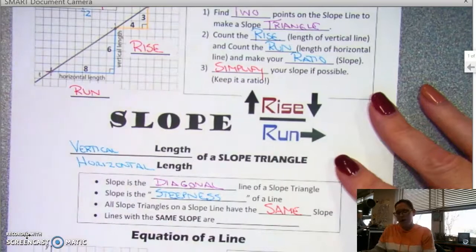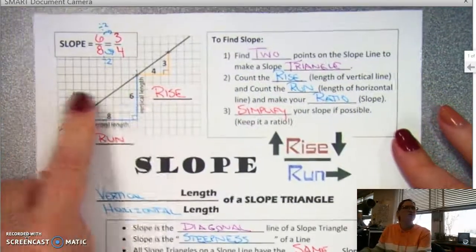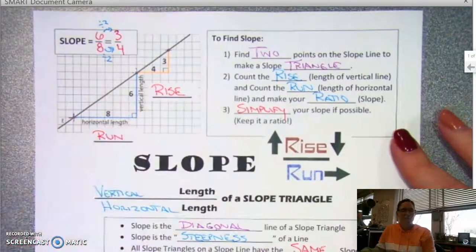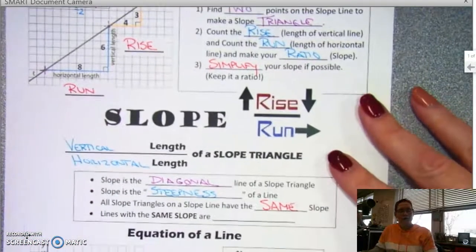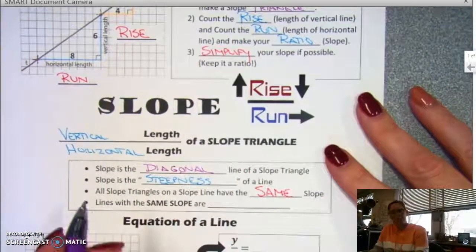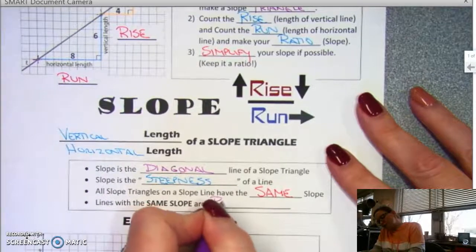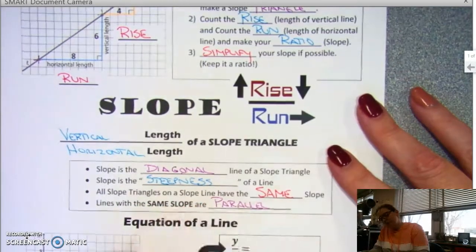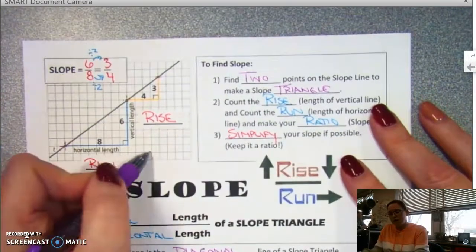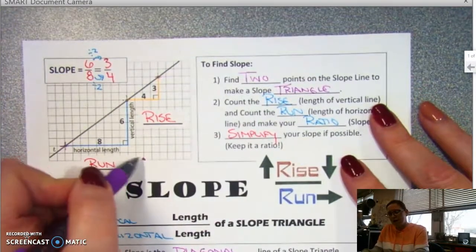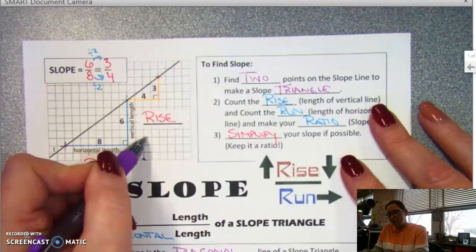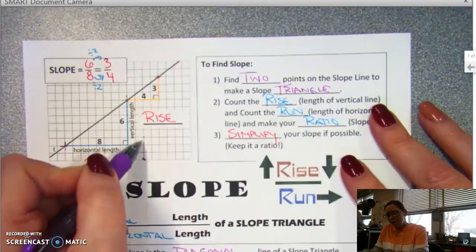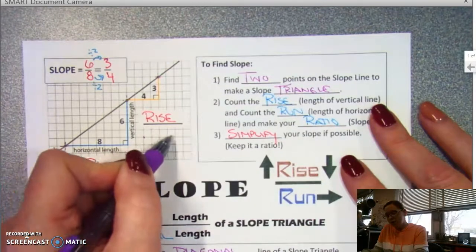And any lines that have the same slope, so if I have 2 different lines on here and they both have the same slope, we learned in our activity that the lines with the same slope would be considered parallel to each other. And you can actually see it up here. If I picked another point to start at, and if I went up 3, 1, 2, 3, and over 4, 1, 2, 3, 4.